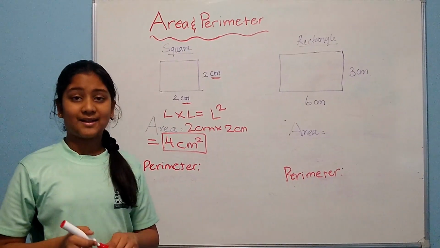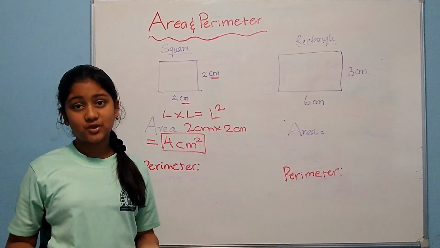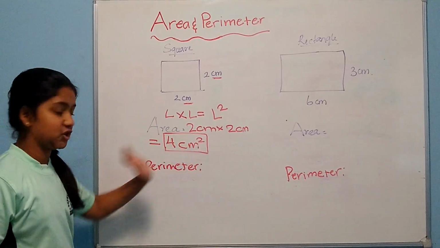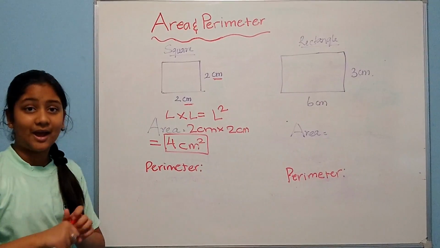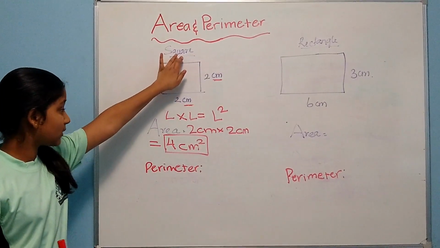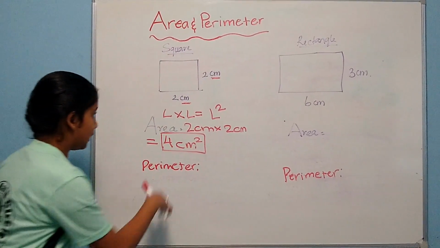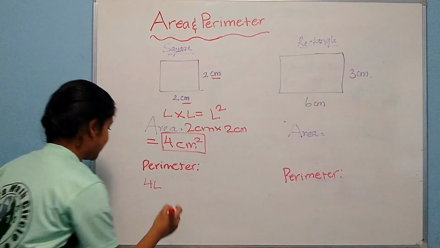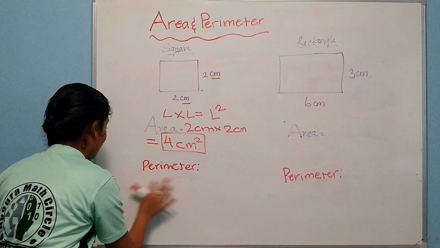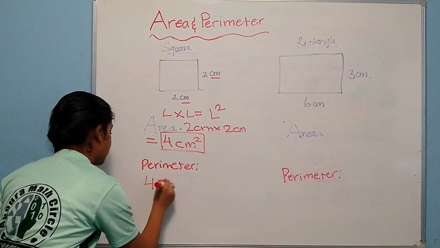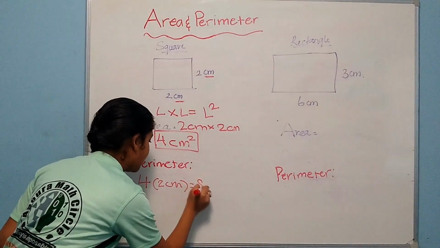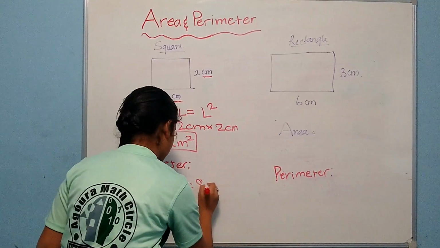Now in perimeter, I had said that we don't really need to multiply anything. So when finding the perimeter, we don't need to add squared, it's just centimeters. So let's go ahead and do the same thing for the square. So as I said, it's 4 times length. So in this case, it's 4 times 2 centimeters, in which we get 8 centimeters.